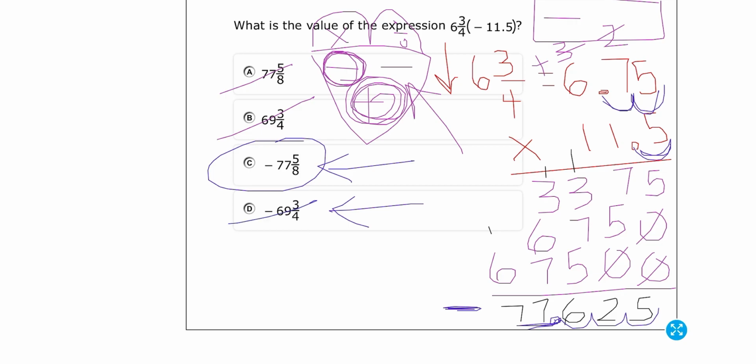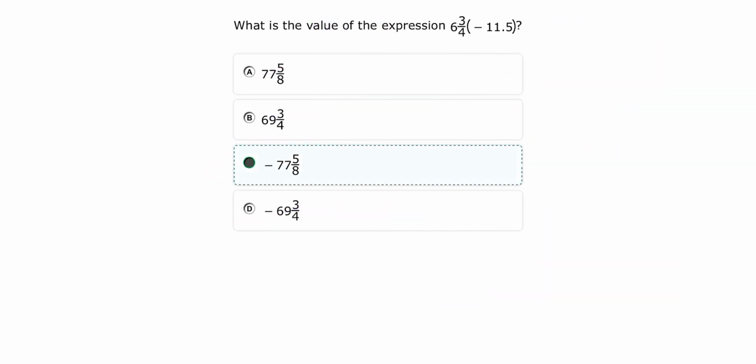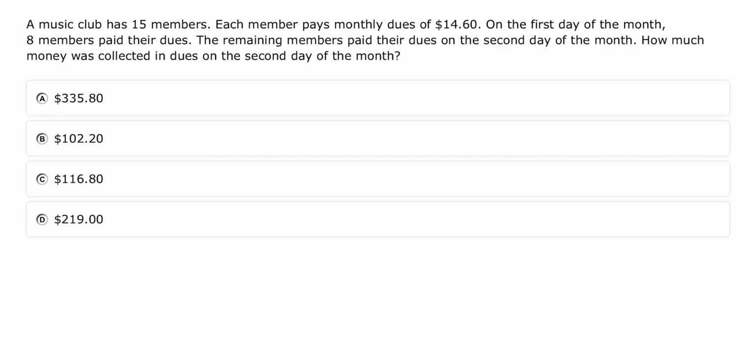Now, anything that I'm doing on the graph draw feature right here, guys, is not going to be saved to the next problem. So make sure you select letter C as your answer. Okay? Let's go on to number 8.